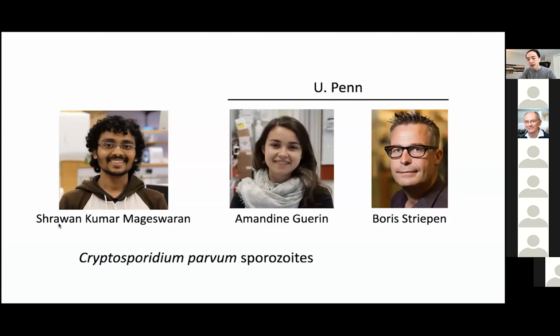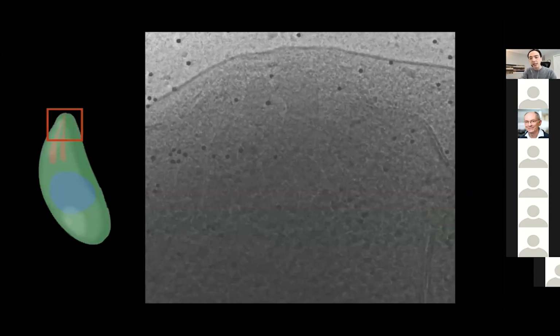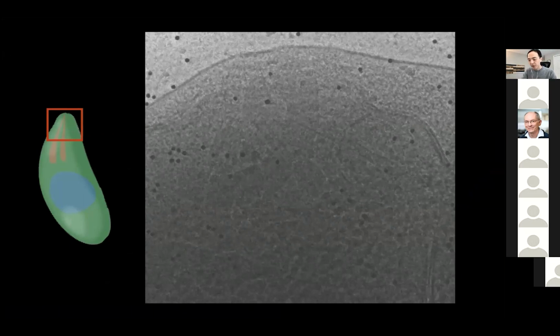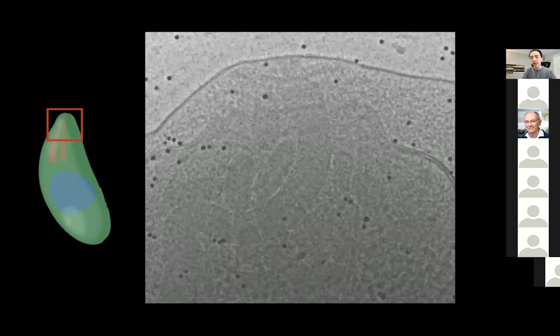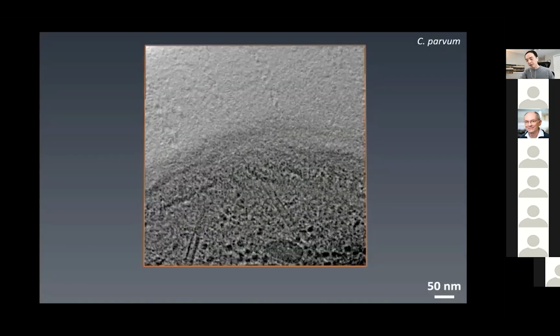Two amazing postdocs came together. One is Shaman, a cryo-ET expert from my lab, and Amandine, a parasitology expert from Boris Stripan's lab in our school. Together they prepared some Cryptosporidium sporozoite cells, which is the invasion life stage of this type of parasite. They froze those parasites on cryo-EM grids. Those are individual parasite cells. Then they located the apical region of those parasites, used higher magnification to take projection images while turning the sample degree by degree to take this tilt series, and then reconstructed the tomogram of this area of the parasite.